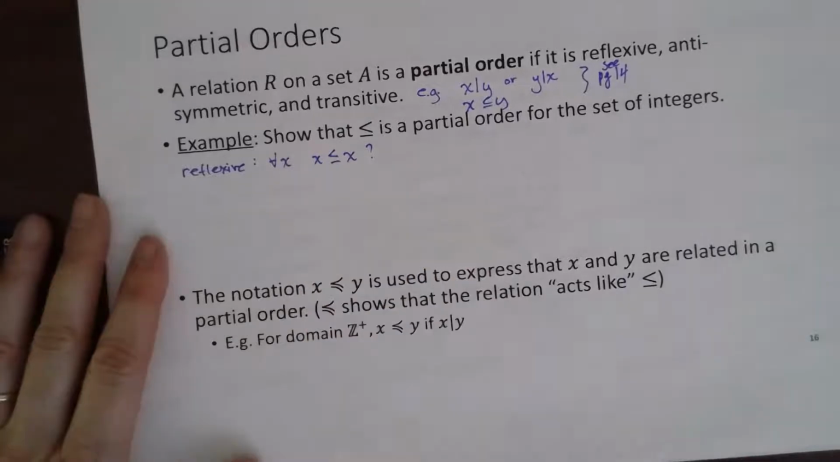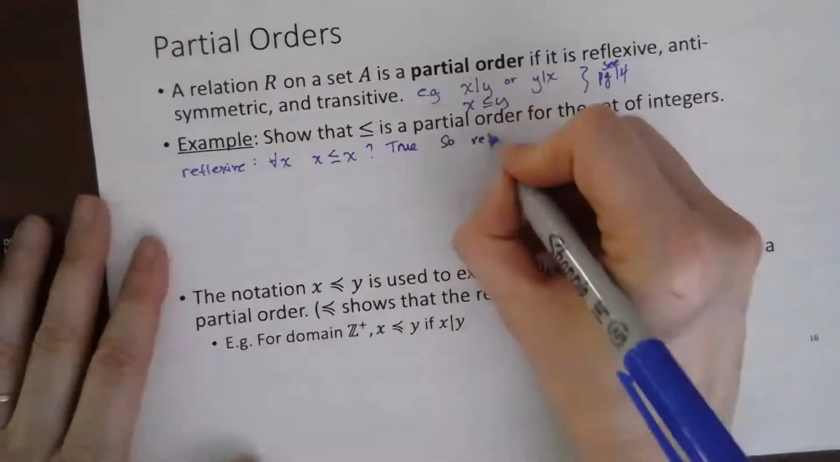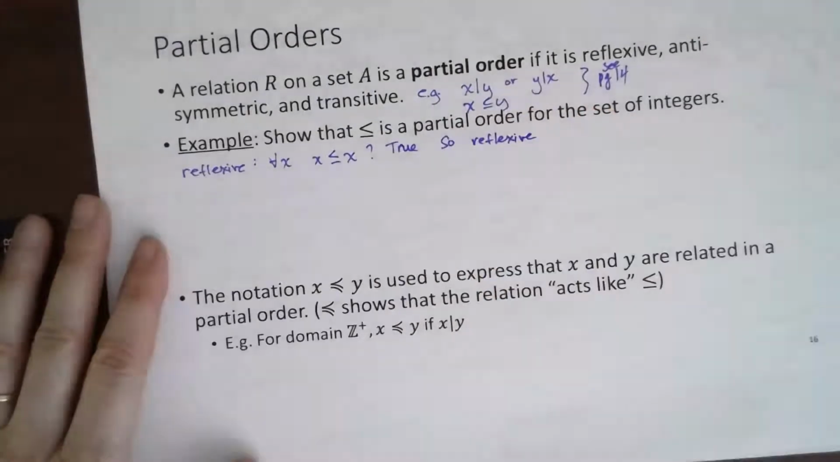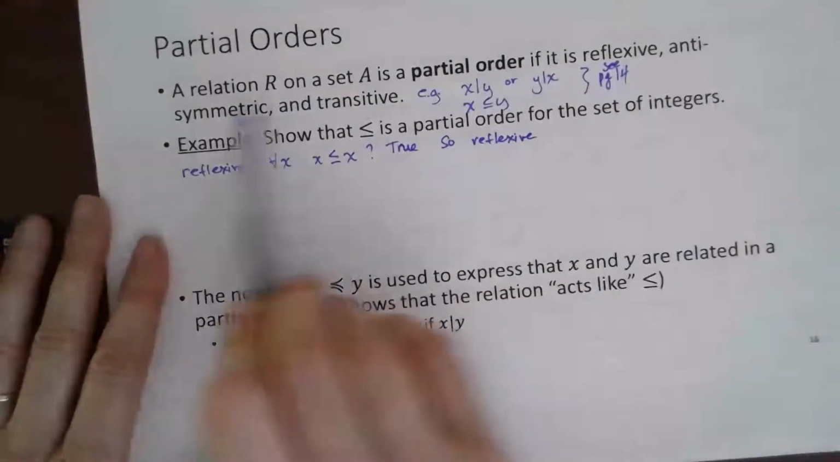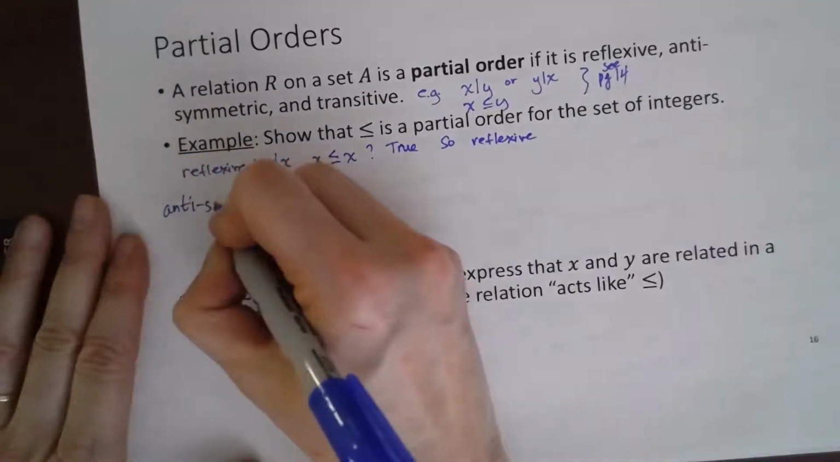The equal is in there, so yes, this is true. So it's reflexive. Okay, and then the next property, it has to be antisymmetric. So antisymmetric.